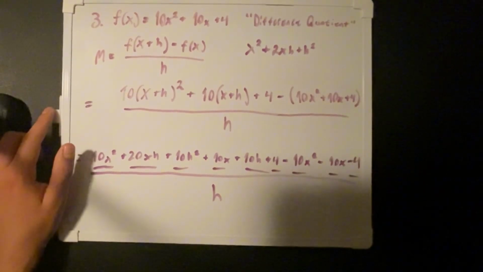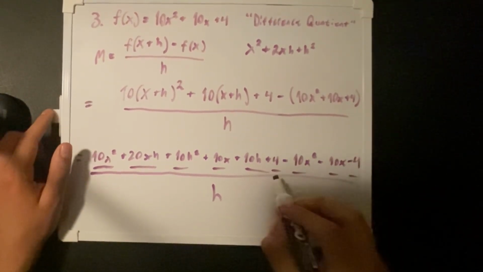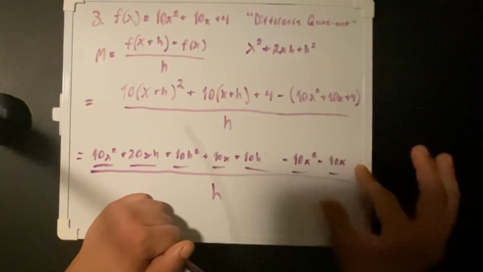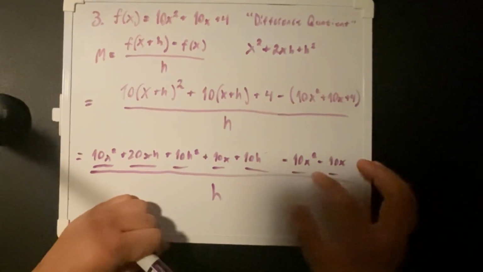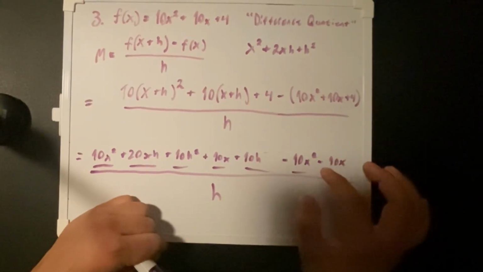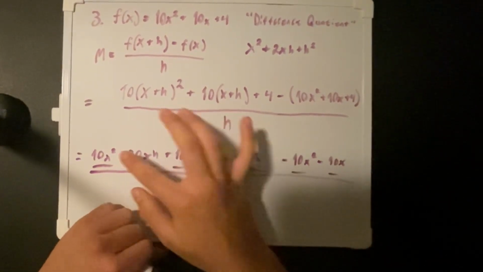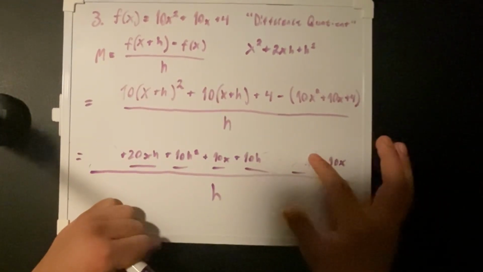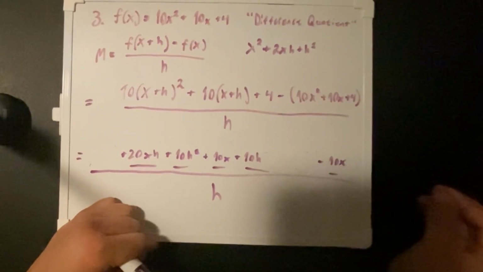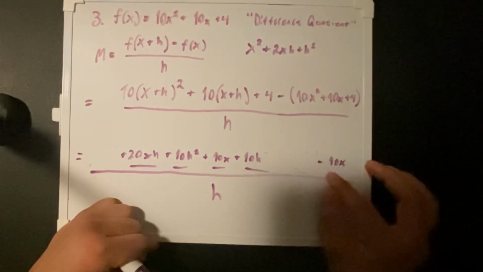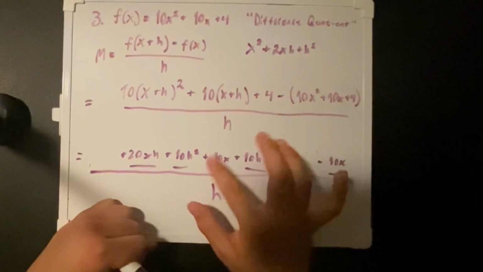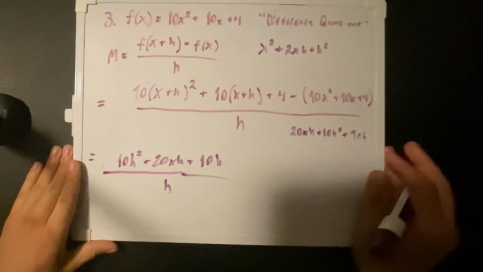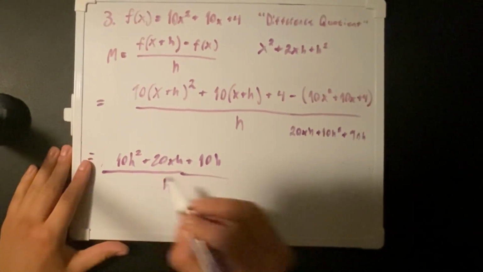So how can we simplify? Well, I see a plus 4 and a negative 4, so those obviously cancel out. And I see a negative 10x squared and a positive 10x squared. So these cancel out. I also see a negative 10x and a positive 10x. So we can take these out. Now that we have simplified, we are left with this answer.